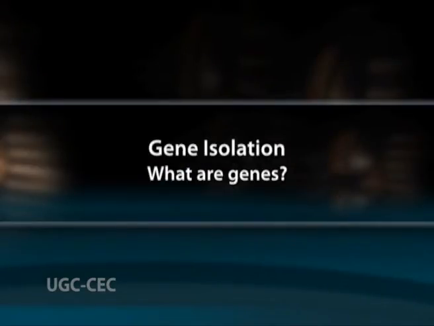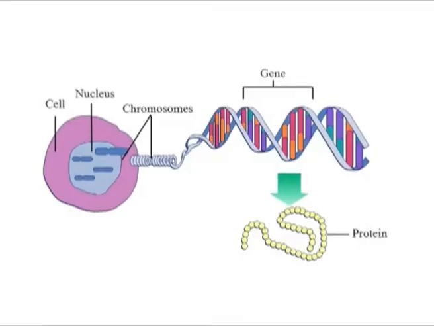Gene isolation. What are genes? Genes are the basic unit of a cell that passes on the traits of parents to the next generation. Genes are pieces of DNA, or genes are part of a DNA molecule which codes for one polypeptide. They have information for making specific proteins that control specific traits or activities.